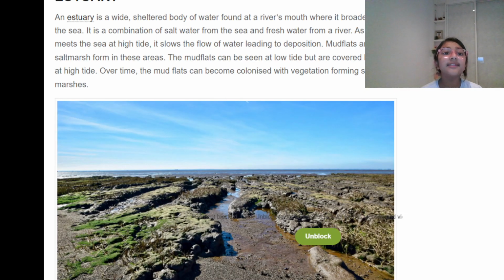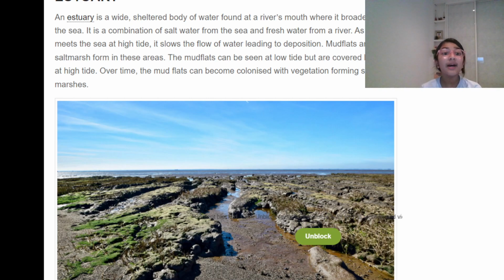Estuaries are wide, sheltered bodies of water found at a river's mouth where it broadens into the sea. It is a combination of salt water from the sea and fresh water from a river. As the river meets the sea at high tide, it slows the flow of water, leading to deposition. Mudflats and salt marsh form in these areas. These mudflats can be seen in low tide, but are covered by water at high tide.